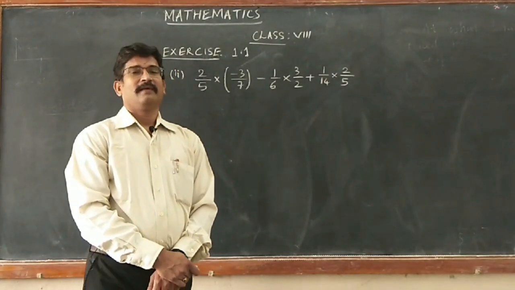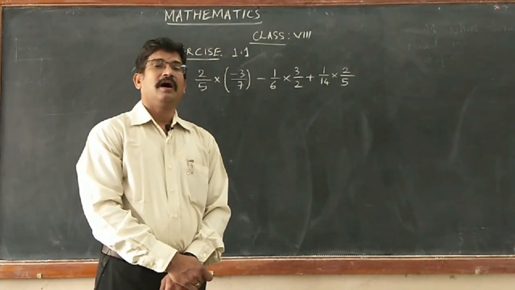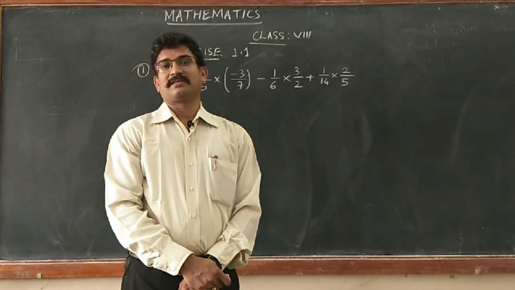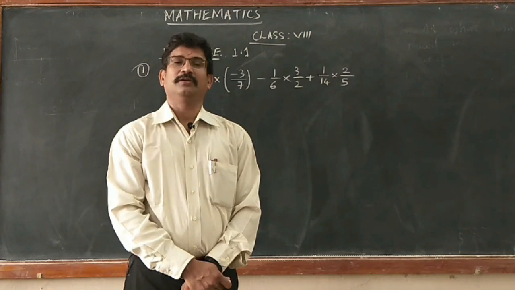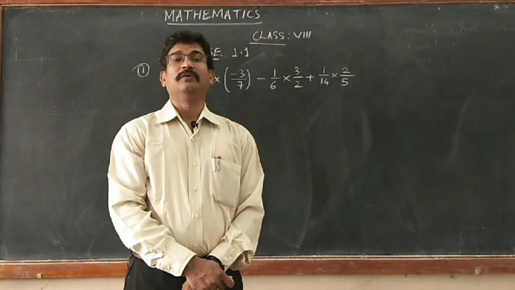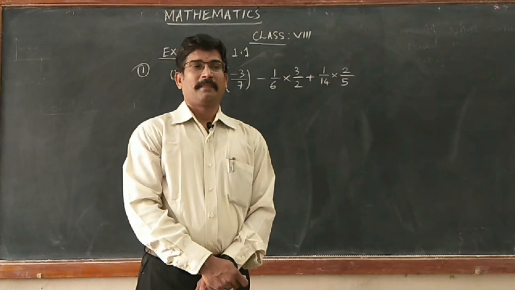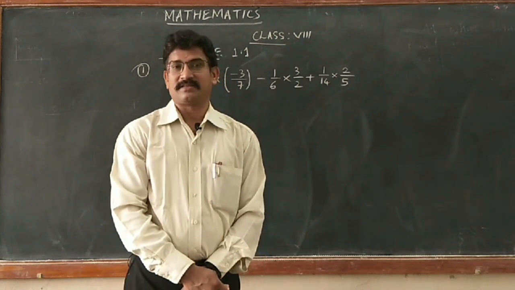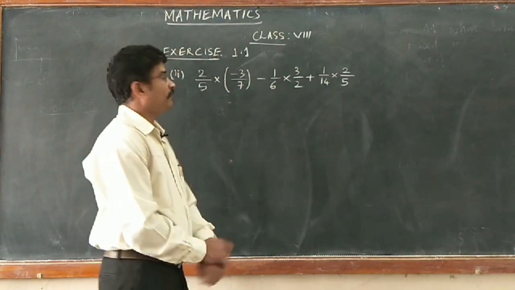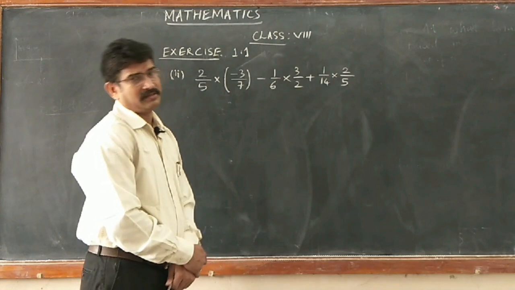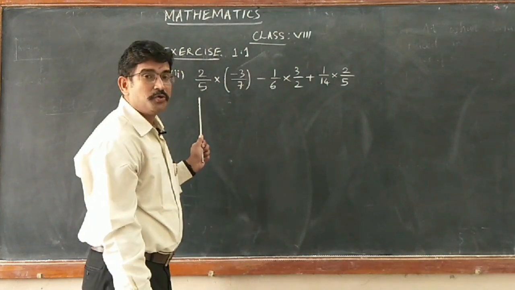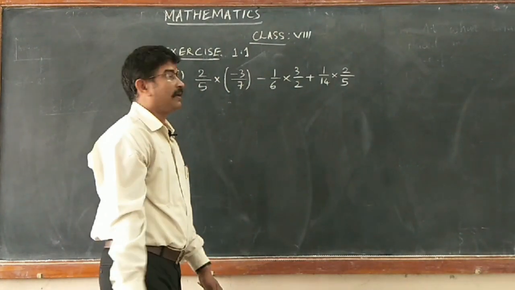Hello students, welcome back to the next session on the chapter rational numbers. Yesterday we discussed up to exercise 1.1 question number 1 and I gave you the second one as work for you to solve, that is, using appropriate properties find the value of the given addition, subtraction, product, multiplication. Here you are asked to use appropriate or suitable properties.